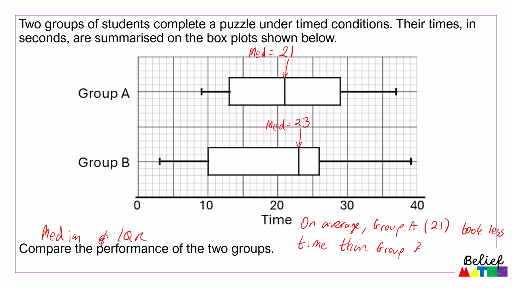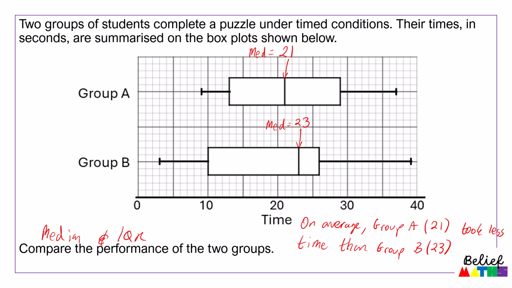And again, we're going to put group B's median in there. Now, we're not saying whether that's better or worse. We're just saying on average they took less time. Try and avoid using the words better or worse because you might get the context mixed up. In this case, 21 is better because it's time, so the less time it takes, the better.